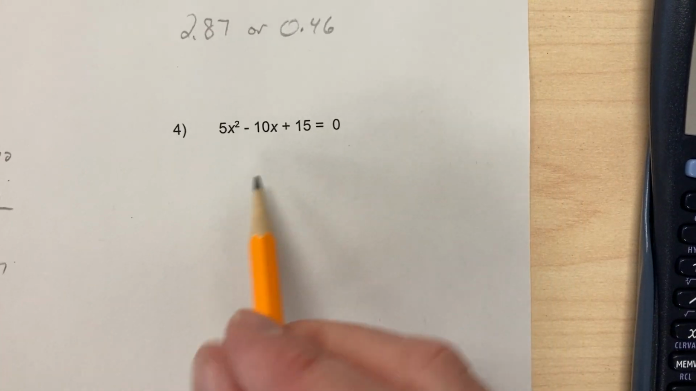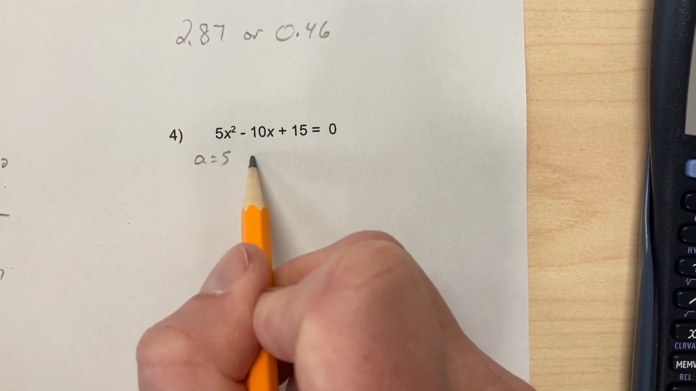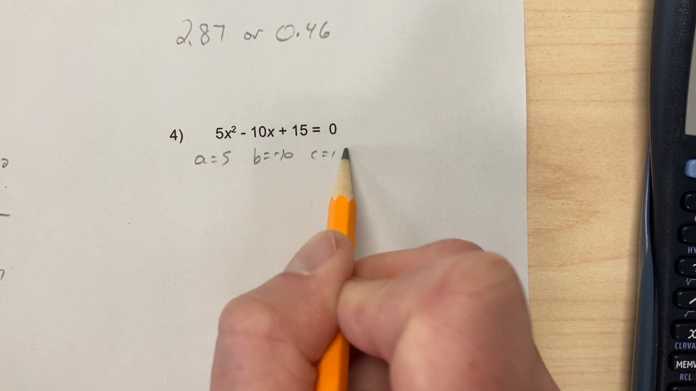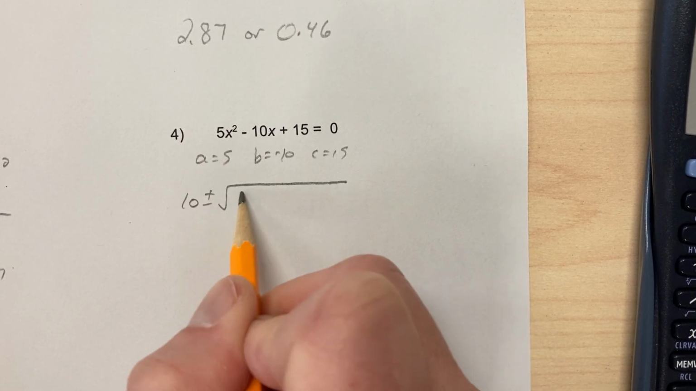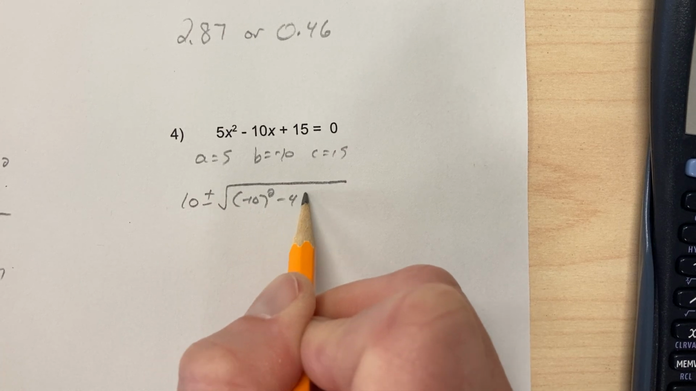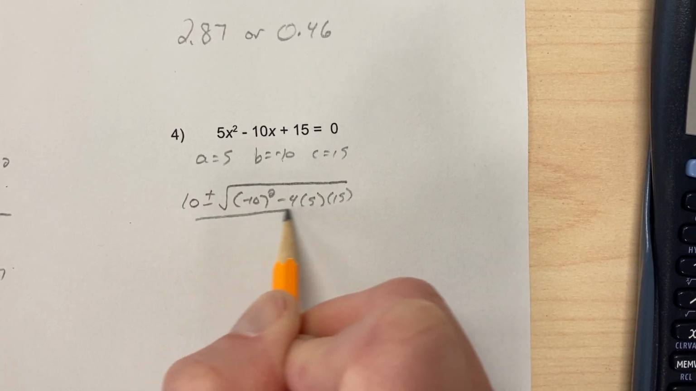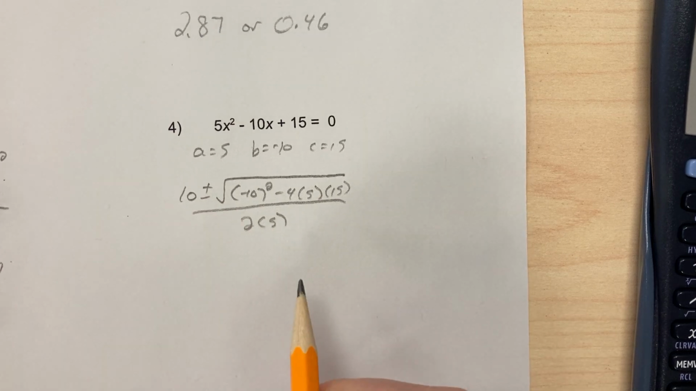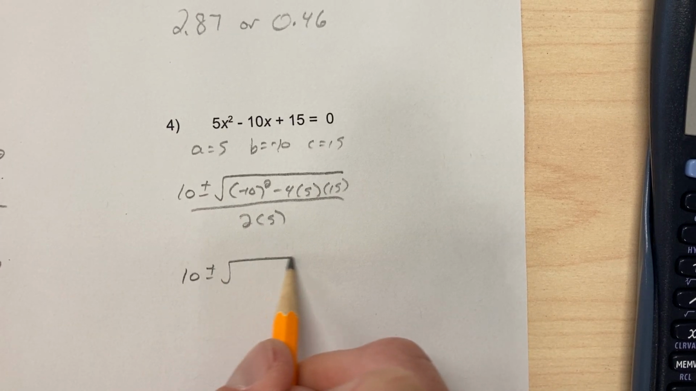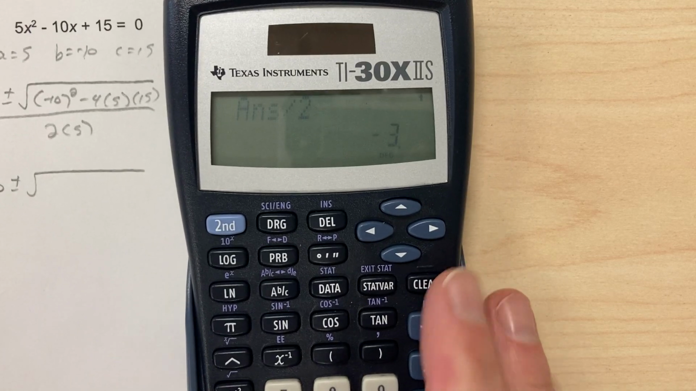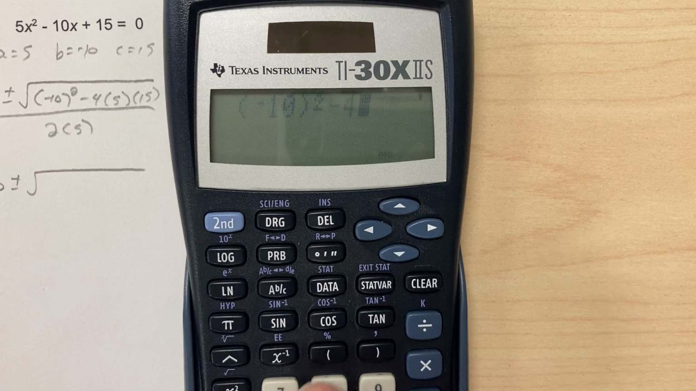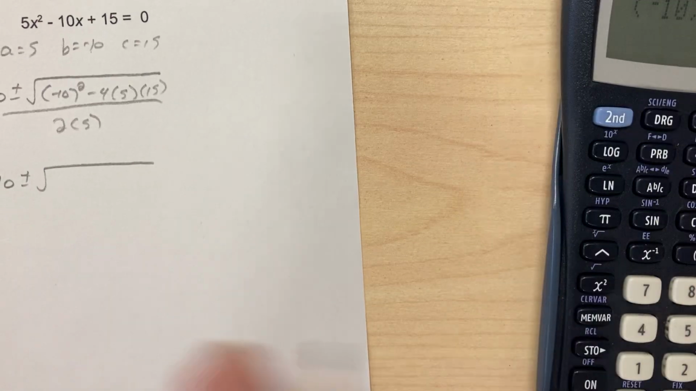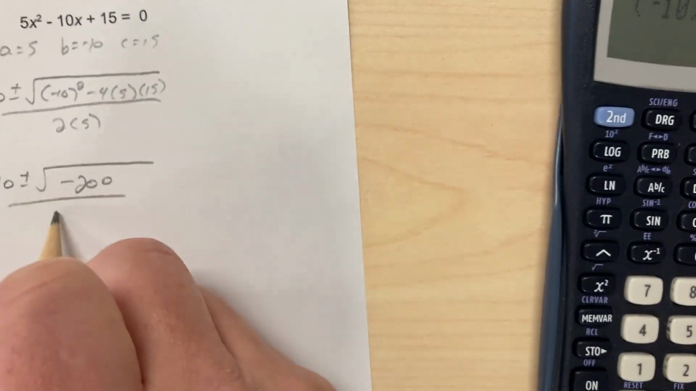No big deal though. All right, our last one here, A equals 5, B equals -10, C equals 15. So we're going opposite of B, so 10 plus or minus the square root of -10 squared minus 4 times 5 times 15, all over 2 times 5, okay? This is going to give us 10 plus or minus the square root, and we're going to put that in our calculator here. So -10 parentheses squared minus 4 parentheses 5 parentheses 15 is a -200. All over 2 times 5, which is 10.